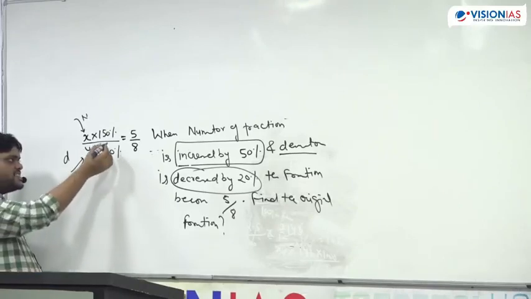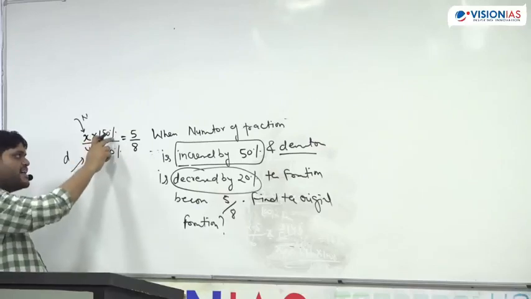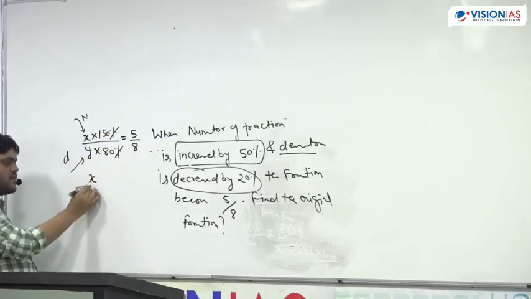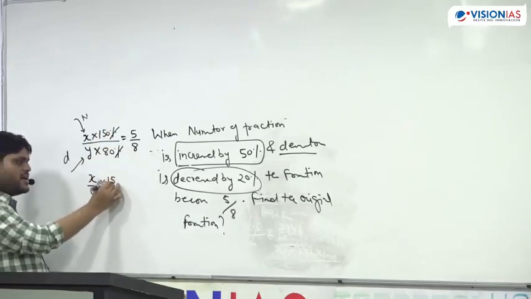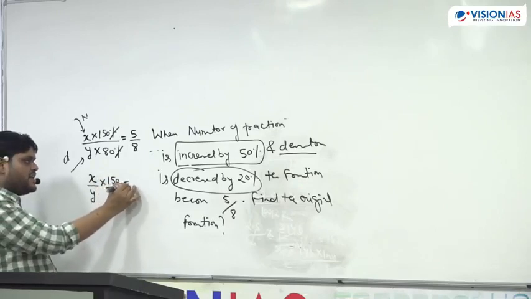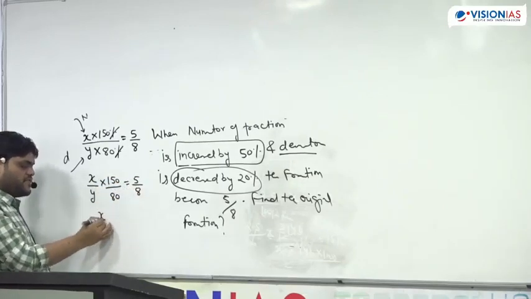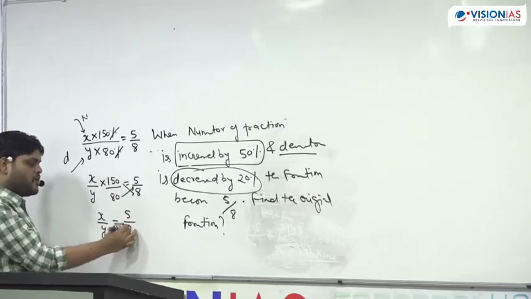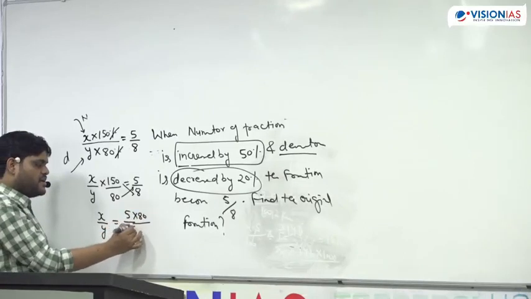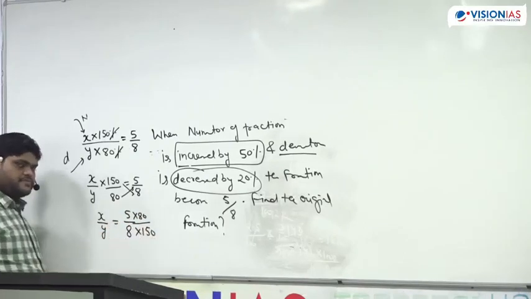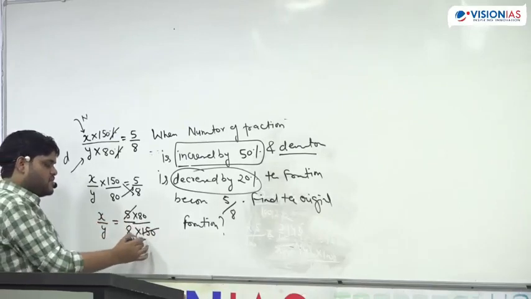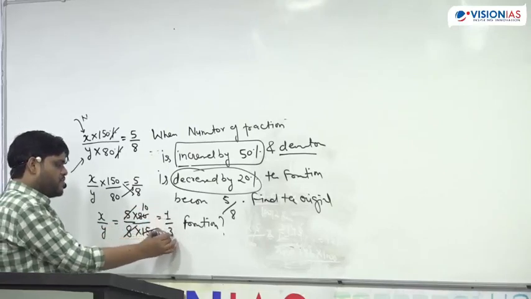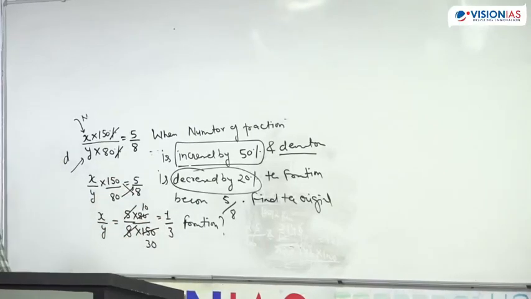From here we can say percent means divide by 100. Here also percent is there. Here also percent is there. We can simply cancel out. Now this becomes x upon y into 150 upon 80 is equal to 5 upon 8. From here we can say x upon y is equal to, we can cross multiply, 5 upon 8 into 80 upon 150. So now we can cancel out. This becomes 30, this becomes 10, and this becomes 1 upon 3. So x upon y is 1 upon 3.